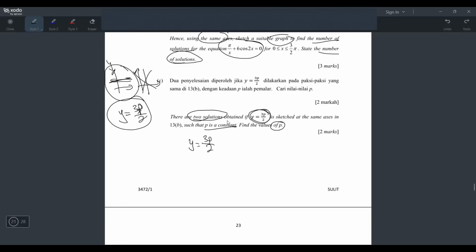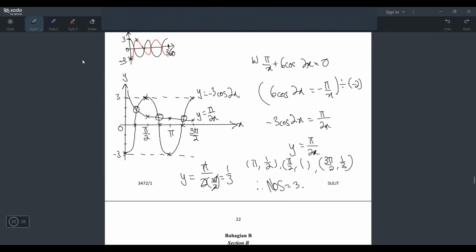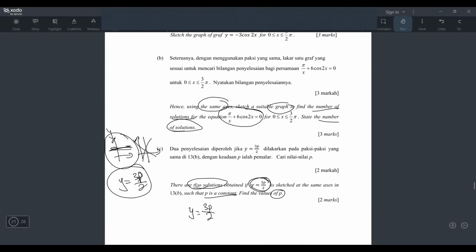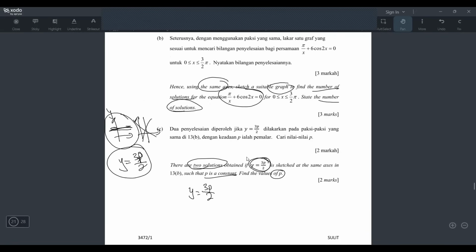So what I have to do now is go to the graph and see where I should put the horizontal line. So where do you think I should put the horizontal line? They say there are already two solutions. There will be two solutions obtained if this horizontal line is sketched at the same part. I hope you understand why I say it's a horizontal line, because it's y equals something, right? And there's no x here.